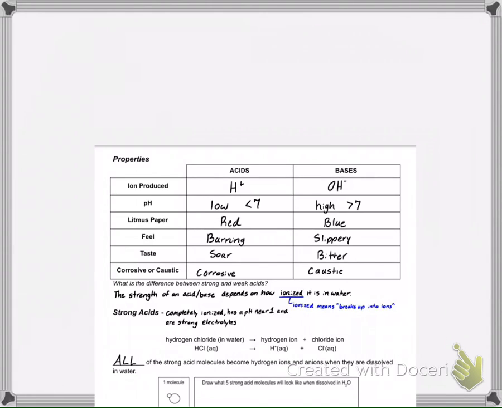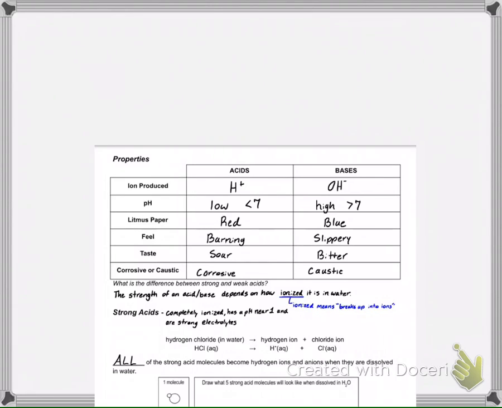For bases, the ion that they produce is hydroxide. Their pH is going to be above 7. So remember, 7 is neutral. Again, we're going to talk about that in the next video. Bases will turn litmus paper blue. They'll feel slippery to the touch. So a lot of shampoo is a base. So it does feel slippery when you put it on your hands in the shower.